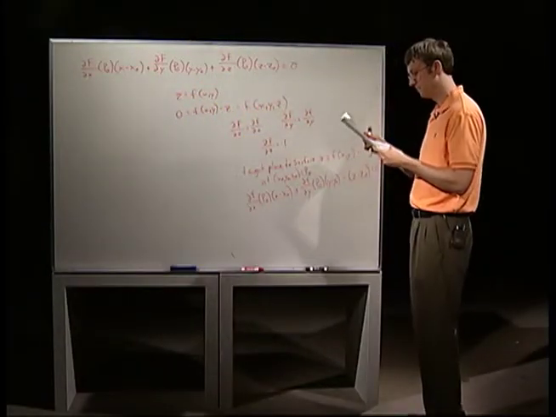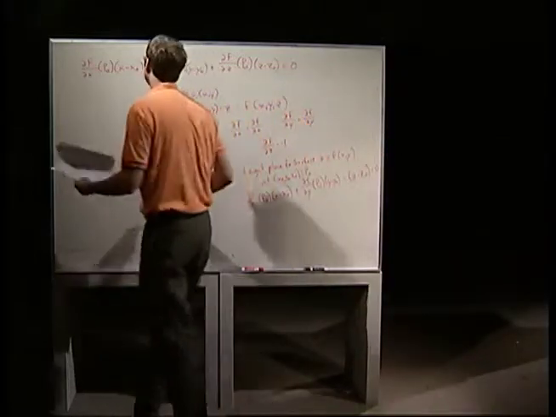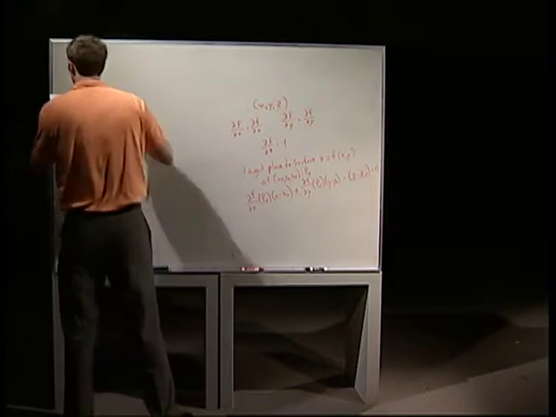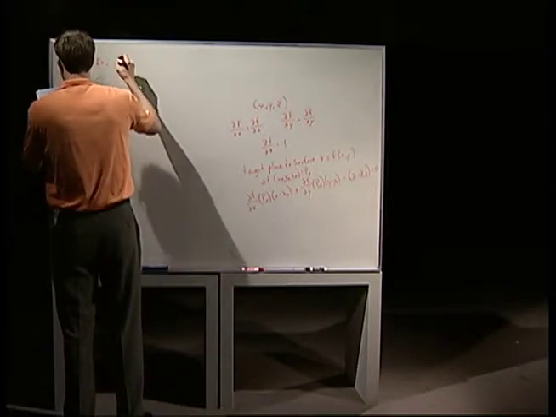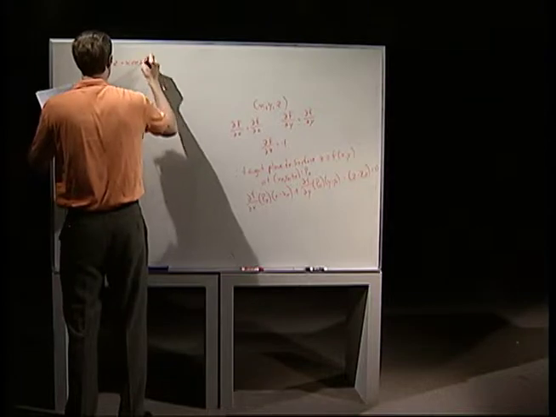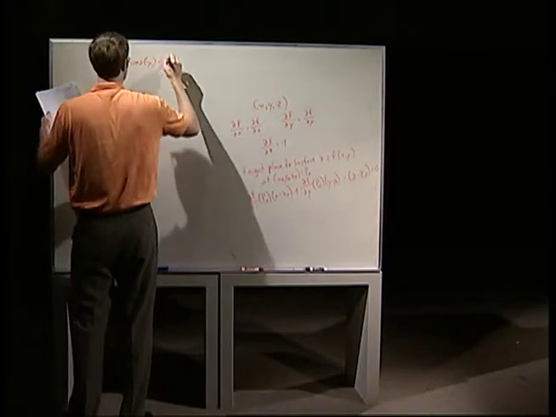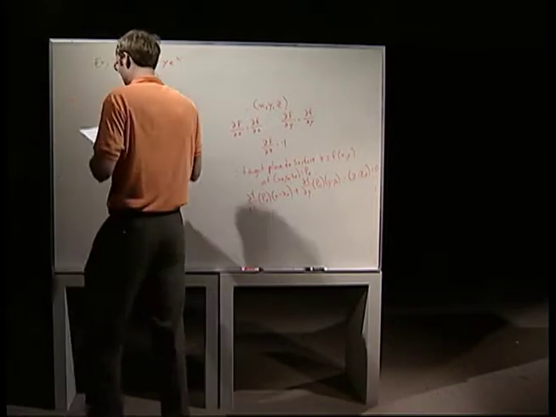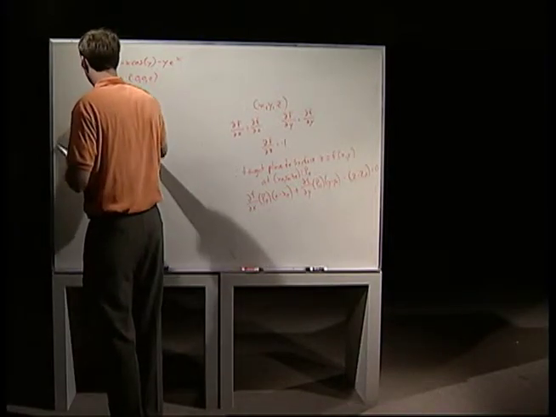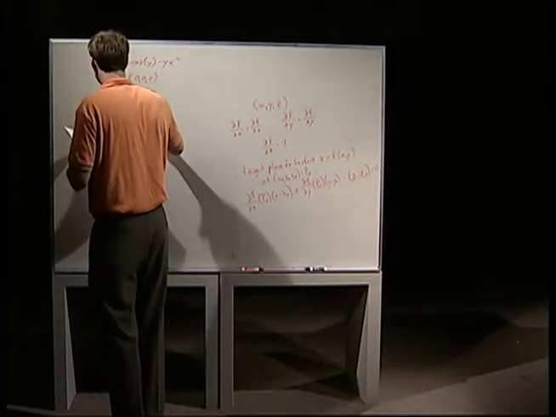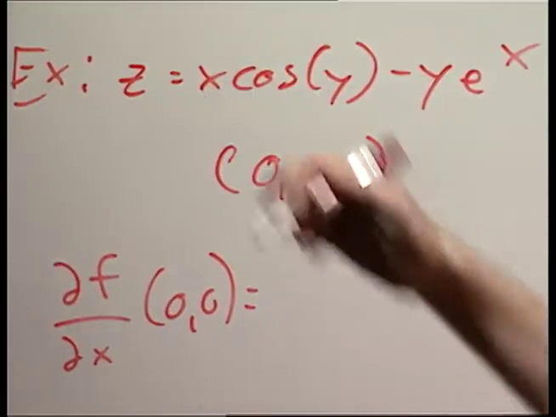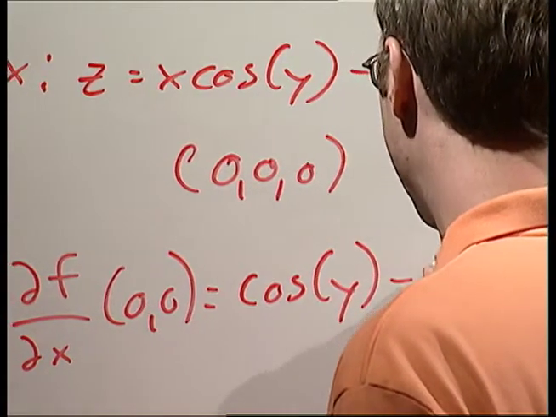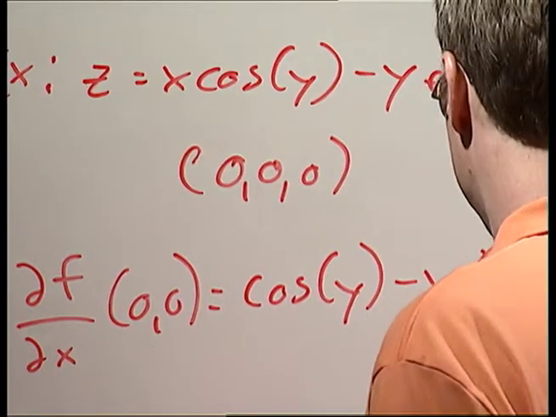Okay, example? Yeah, let's do an example. Let me get rid of this. So let's say we had z equals x cosine y minus y e to the x. Let's do the point (0, 0, 0). I need partial f partial x at (0, 0). Partial f partial x here is cosine y minus y e to the x at (0, 0).